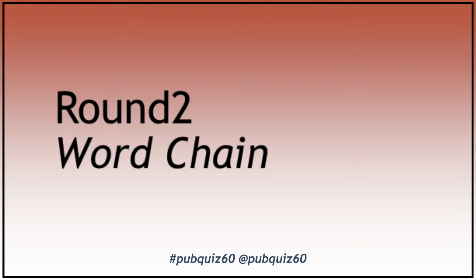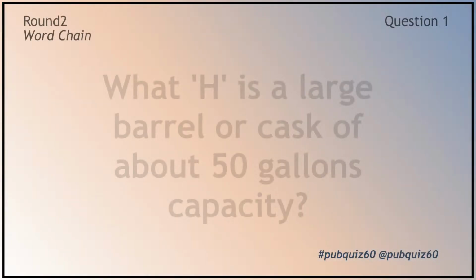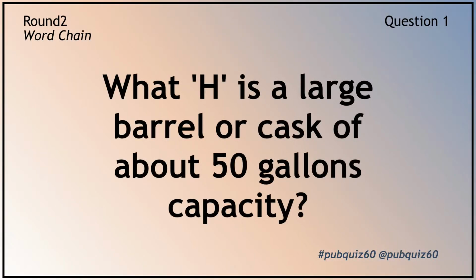So if we go into the first question, and the first question in the word chain is, what H is a large barrel or cask of about 50 gallons in capacity? And once again, to keep things speeding along, we'll have 20 seconds on the clock for each question.